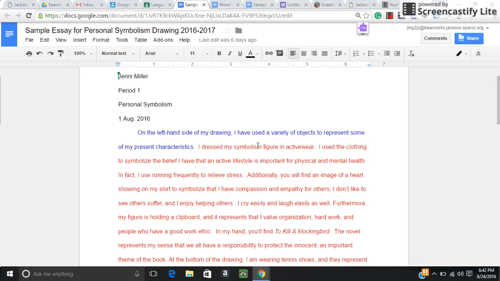The first paragraph should be about the present side of my drawing. On the left-hand side of my drawing, I have used a variety of objects to represent some of my present characteristics. That's a topic sentence because it tells the reader what he or she will learn in this paragraph, and he or she will learn about the objects that represent my characteristics.